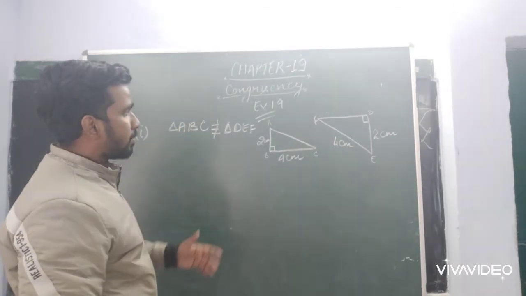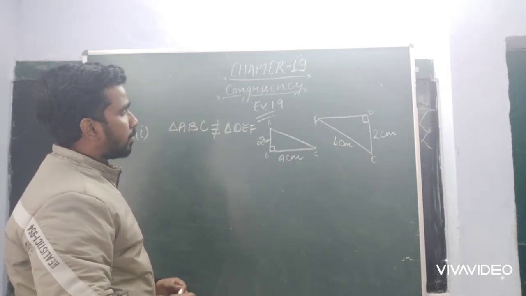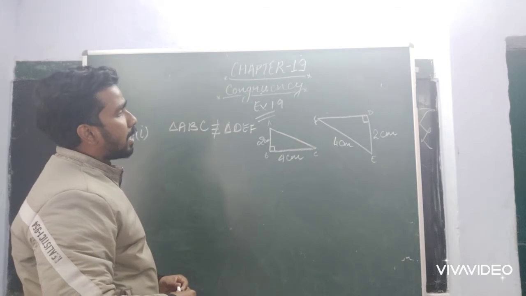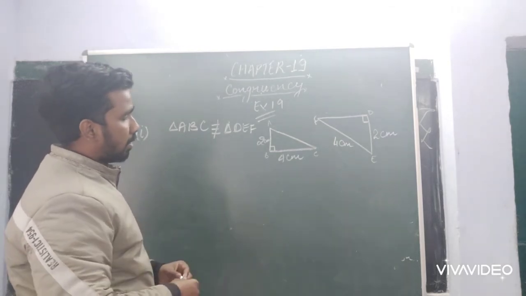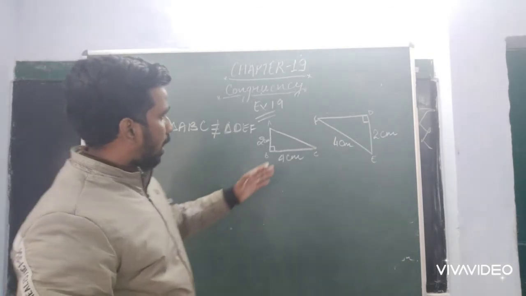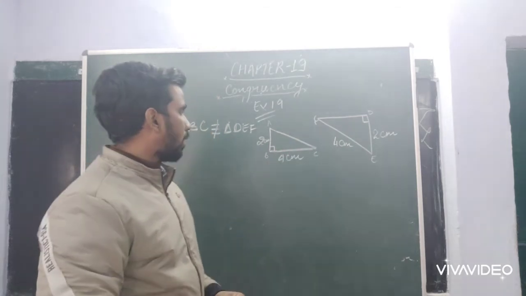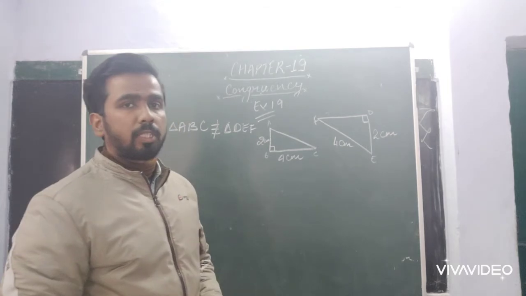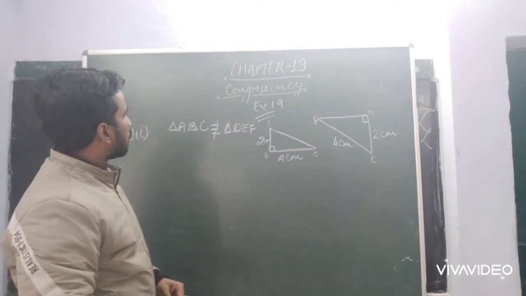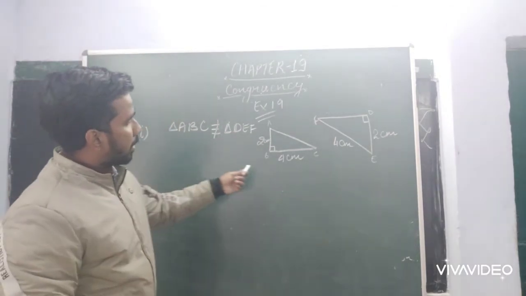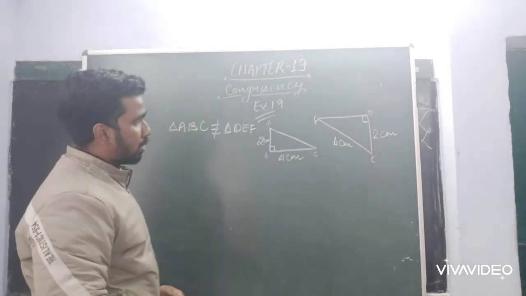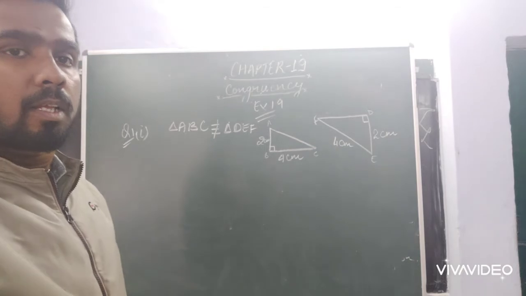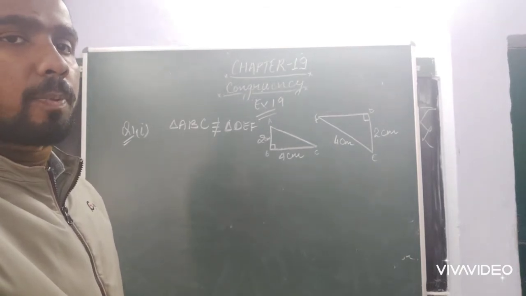Okay, just now we have seen the condition. This is the fifth one, where we are seeing that the hypotenuse and one side are equal to the other triangle's. So here the hypotenuse is not equal, and the sides are not coinciding with each other very properly. So this is the main reason why triangle ABC is not congruent to triangle DEF. Understood? Now let's move on to the next part.